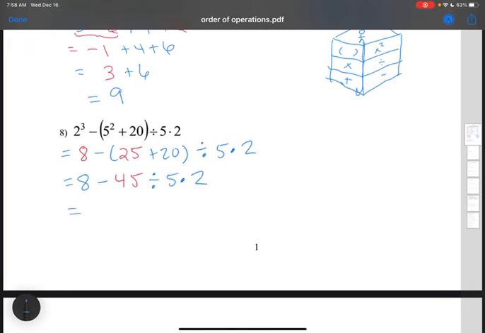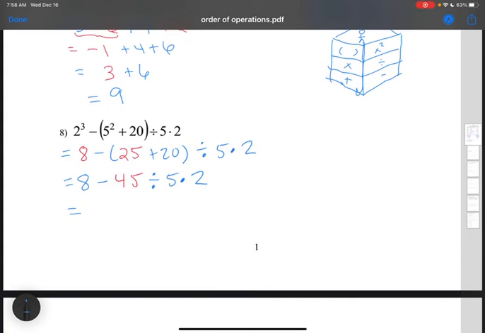Now here, a lot of people start doing 8 minus 45. That's not correct, right? Because what comes before subtraction? Both that multiplication and division that we have left have to be done first, okay? So, and this is also where a lot of people want to do that multiplication first because the M comes before D in PEMDAS. But remember, multiplication and division are at the same level of importance, okay?